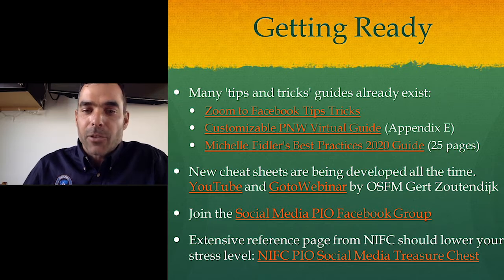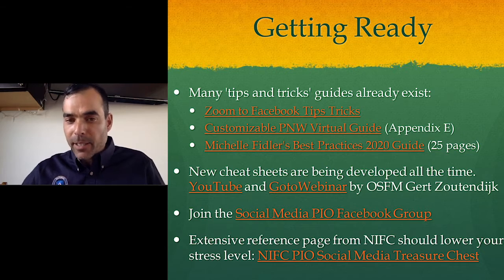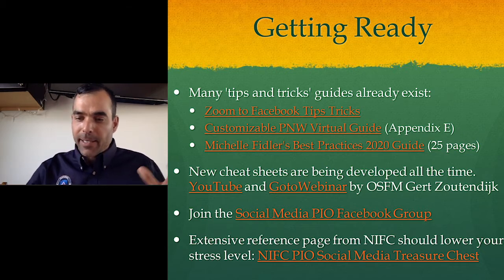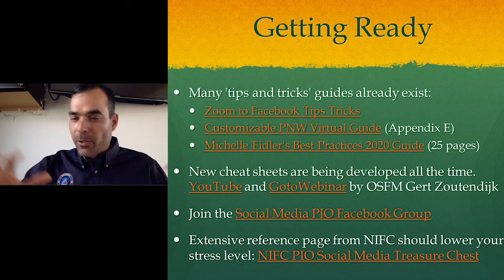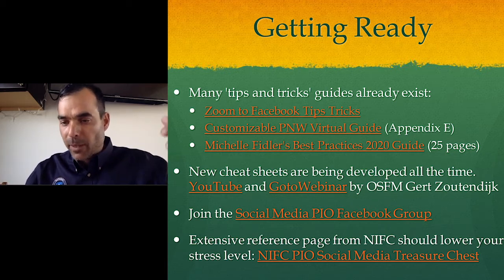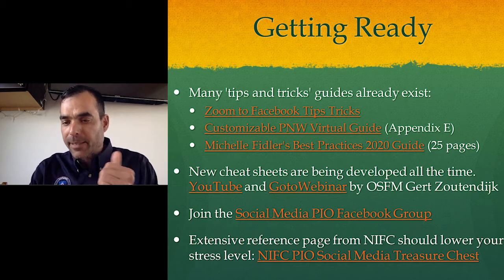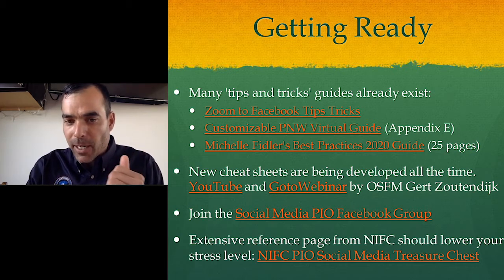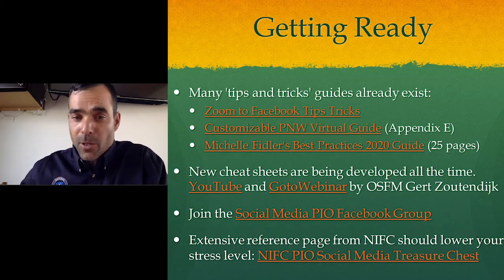Customizable PNW virtual guide: this Appendix E is basically lots of things in one for you. It's a comm strat, it's an equity, diversity, inclusion strategy, it's low tech, high tech. So you definitely want Appendix E. That's what Pam Sichting and Ada Takis and Noel Livingston's team worked on for the Pacific Northwest Coordination Group.